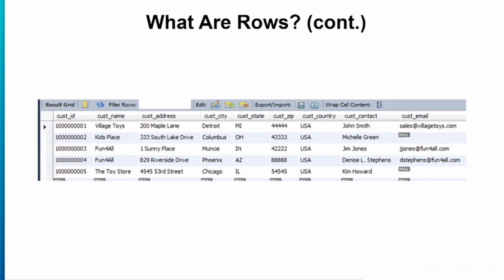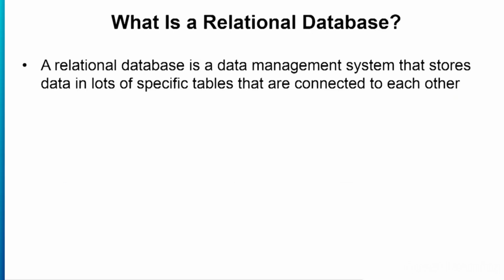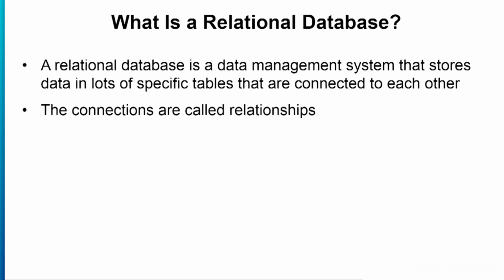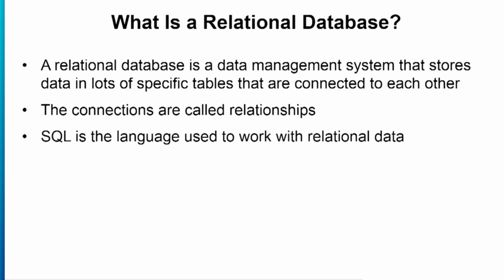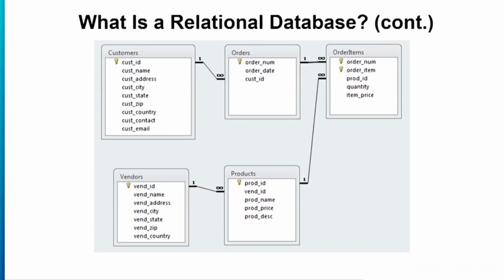Okay, let's talk about relational databases. SQL is a language used to work with relational data. So we need to talk about relations, tables, and what that actually means. In a relational database, data is broken into lots of individual parts, each stored in separate tables, and they're connected to each other. These connections are called relationships, and thus relational database. And SQL, as we said, is the language that is used to work with relational data.